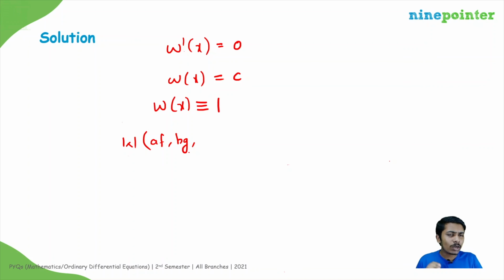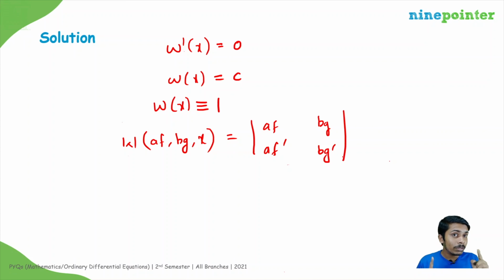Okay, let's calculate the Wronskian of af and bg at the point x. That would be af, and the derivative of af will be af prime. We will have bg here and the derivative of bg as bg prime. Remember, a and b are just scalars, just numbers, they are not functions.